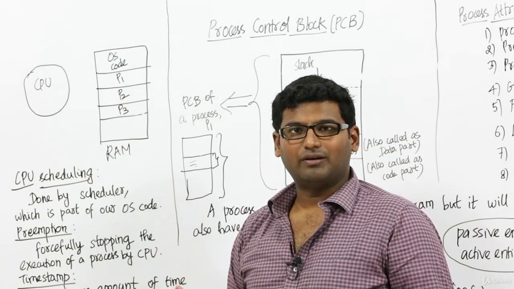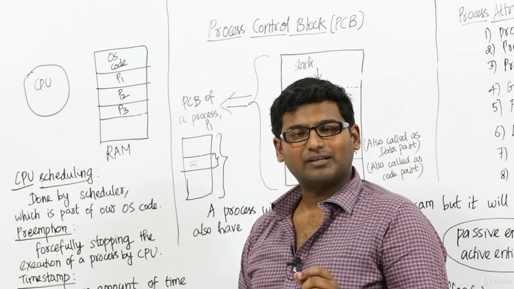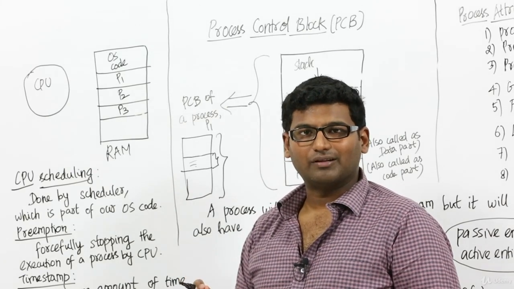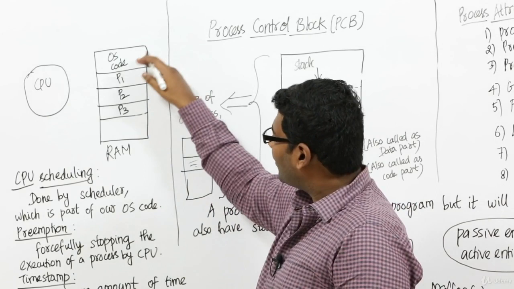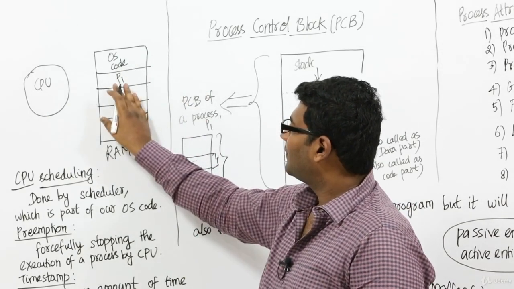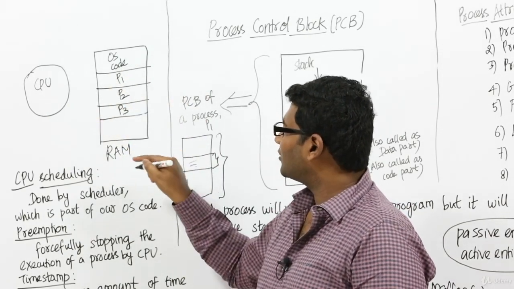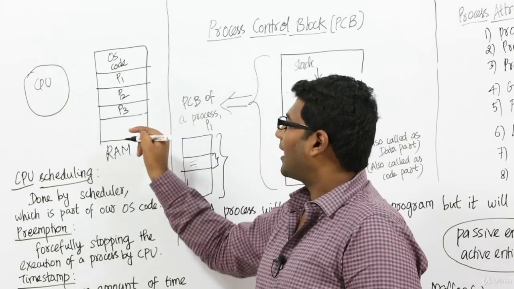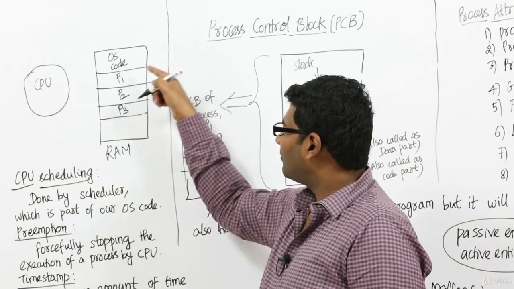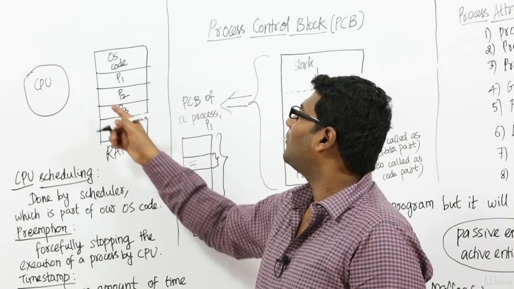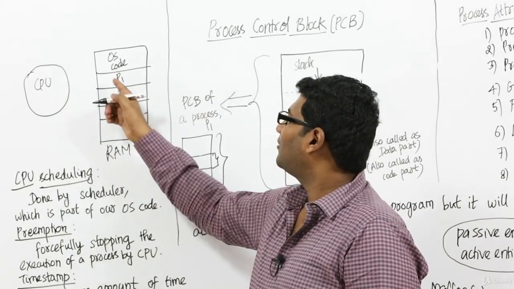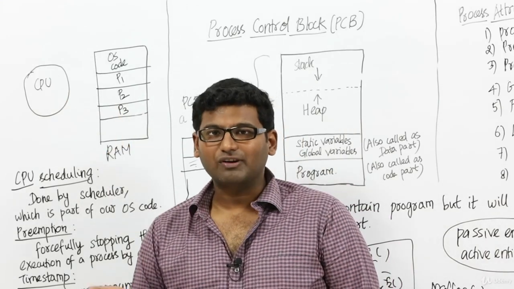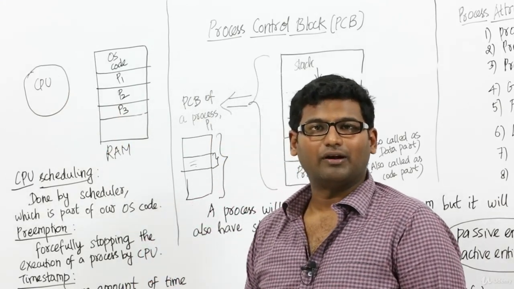There are various scheduling algorithms, and one such is the first come first served scheduling algorithm. What this algorithm will do is, among all the processes present inside the RAM, it will choose the process which came first to the RAM. Let us assume P1 came to the RAM first before P2 and P3. Then P1 will be given the CPU first. That's what the first come first served scheduling algorithm will do.